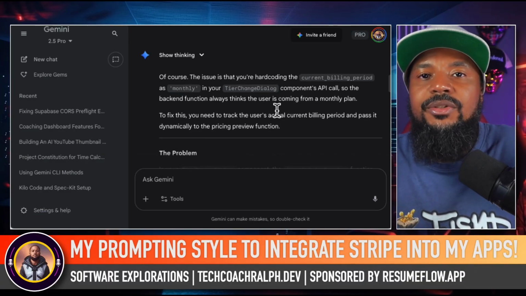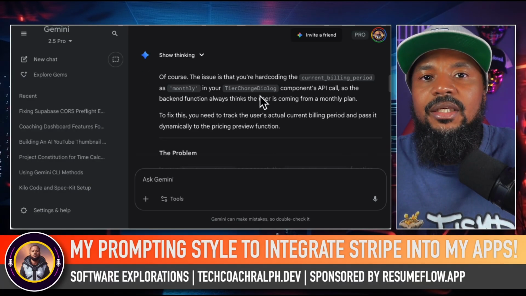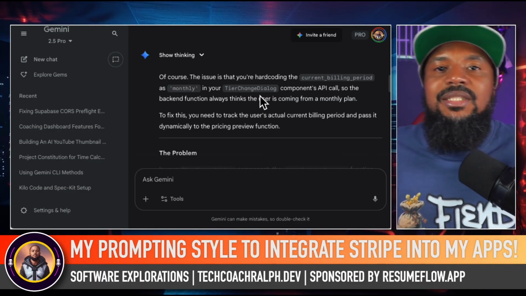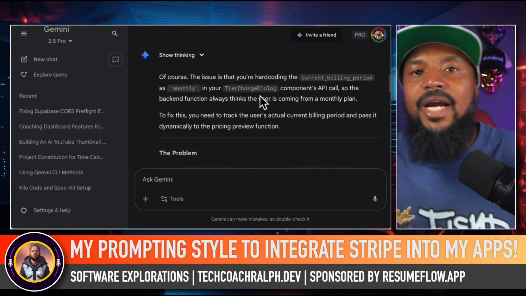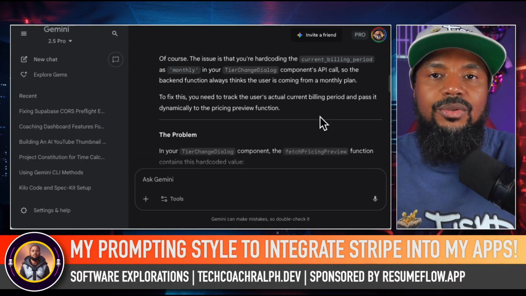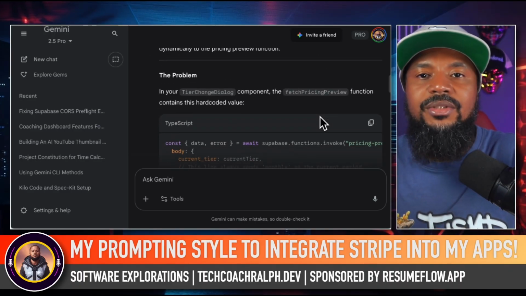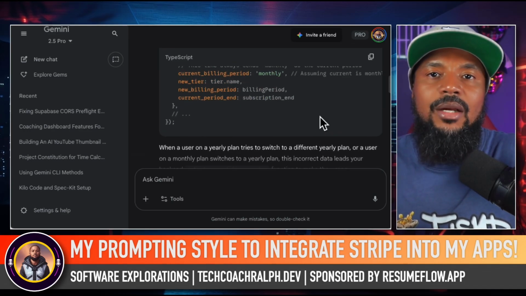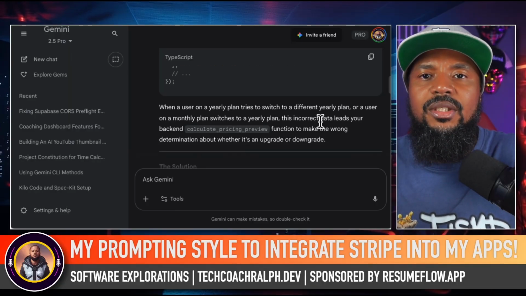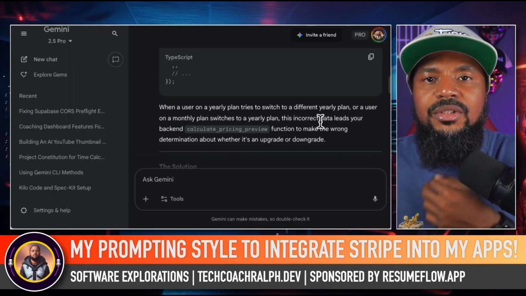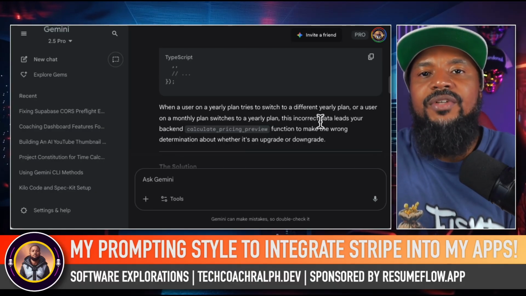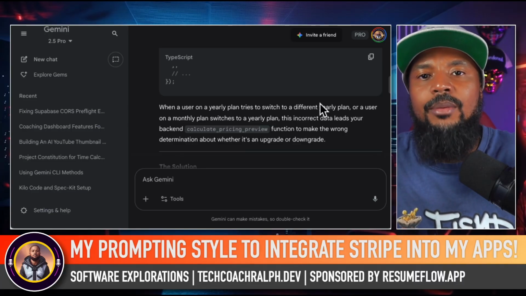So it says, of course, the issue is that you're hard coding the current billing period as monthly in your tier change dialog component API call. So the backend function always thinks the user is coming from a monthly plan. To fix this, you need to track the user's actual billing period and pass it dynamically to the pricing preview function. So it's telling me all the little changes that I need to make so that it can properly interact with Stripe. It says when a user on the yearly plan switches to a different yearly plan, or on a monthly plan switches to a yearly plan, this incorrectly leads your backend calculate pricing preview function to make the wrong determination about whether it's an upgrade or a downgrade.